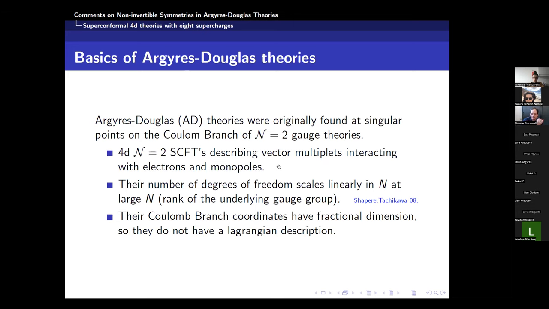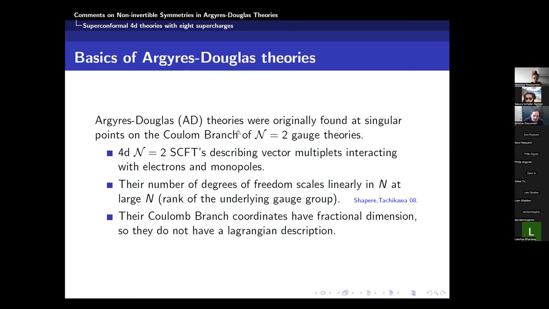Okay, now let's come to our main players, Argyres-Douglas theories. So these are very special models. They are characterized by Coulomb branch operators with fractional dimension. This tells us that we cannot have a conventional N=2 Lagrangian description. And unlike gauge theories, their number of degrees of freedom, or their central charges, scale linearly in N.